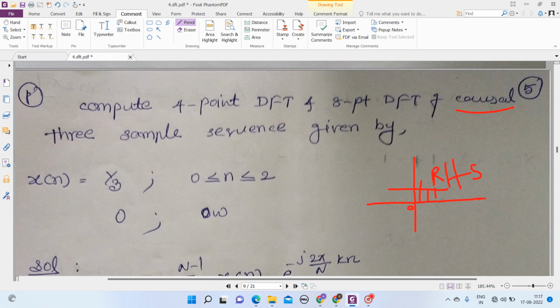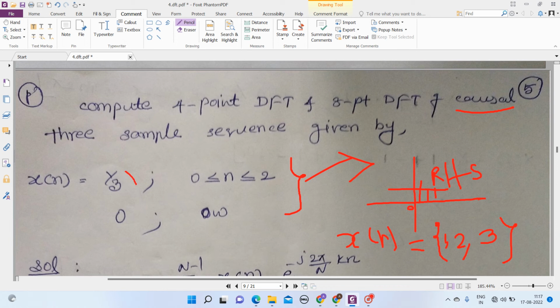Sometimes they will give the problem as samples, like x of n is equal to, and those samples lie between two flower brackets, like 1 comma 2 comma 3. So they will give it directly and there is no need to solve. Here they have given the functional method.